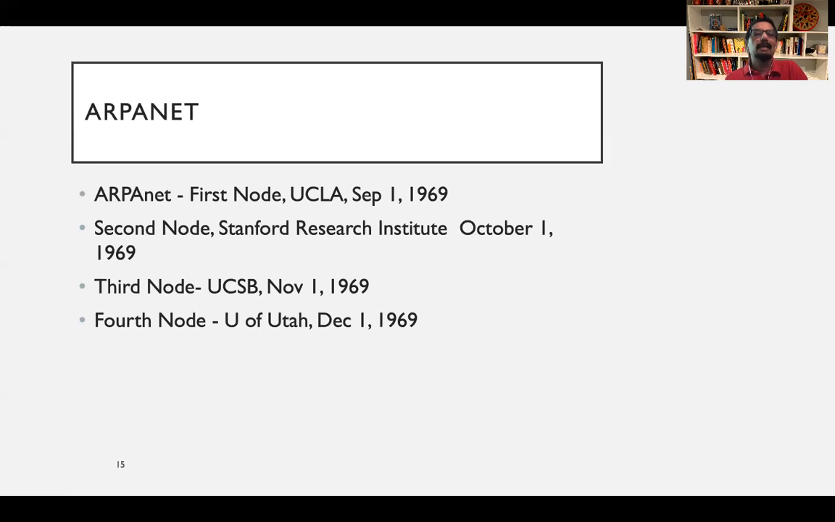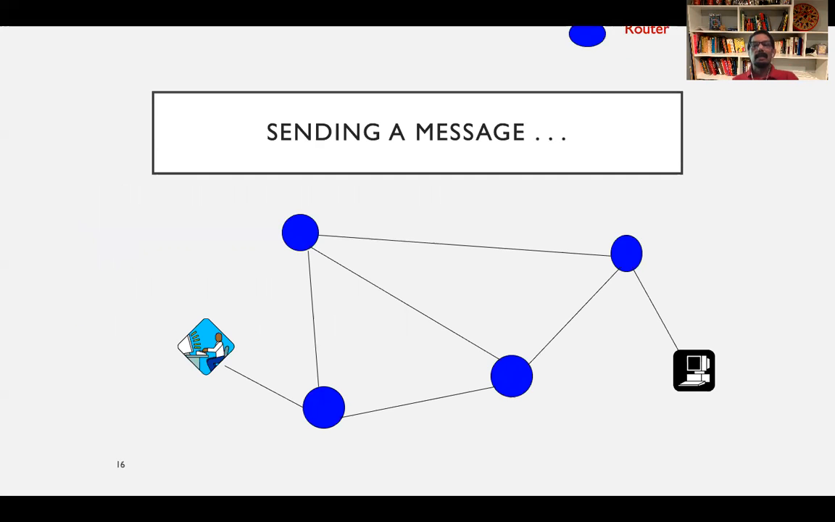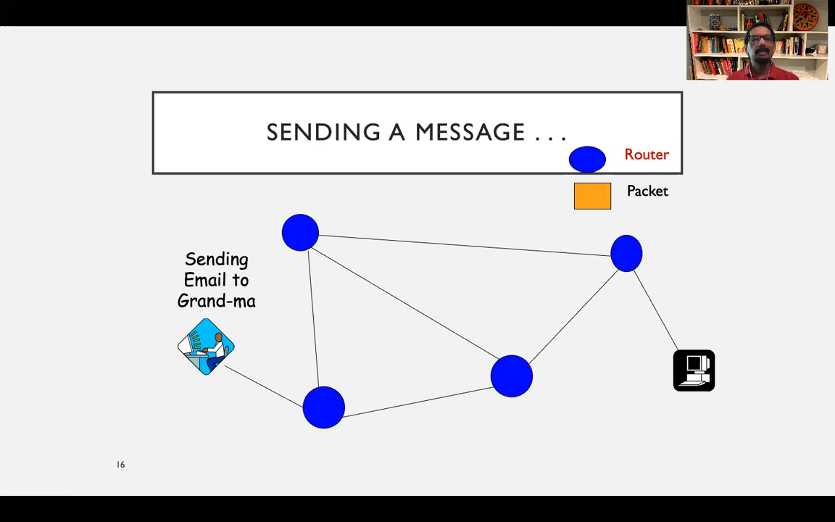Four locations connected, and the first ARPANET was formed. So now let's talk about sending a message. Say I'm on the electronic network and I want to send an email to grandma. So hopefully this animation works.